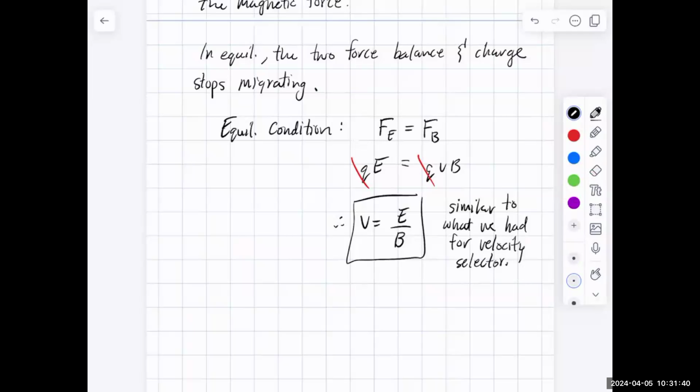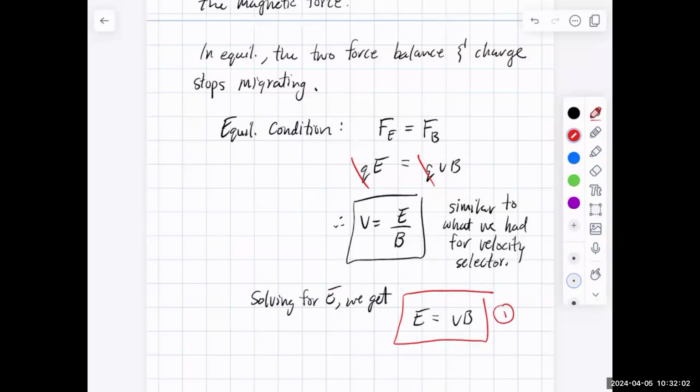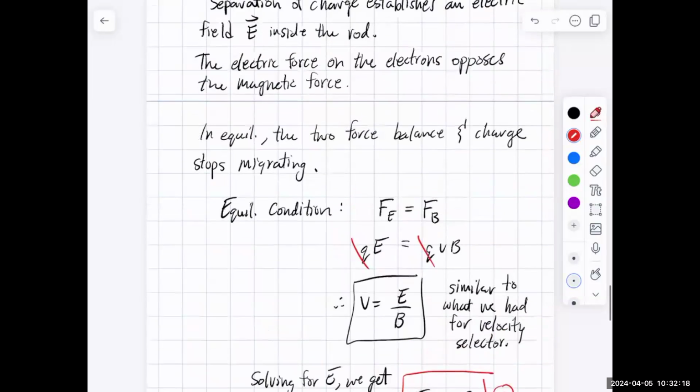Okay, good. Another thing that we can do is rearrange to solve for E. So E is just going to be V times B. And this is a result that we're going to make use of, so I'm going to call that equation 1. All right. We said that we're going to try to make a voltage difference, and we haven't quite got there yet. At least we haven't calculated the value.